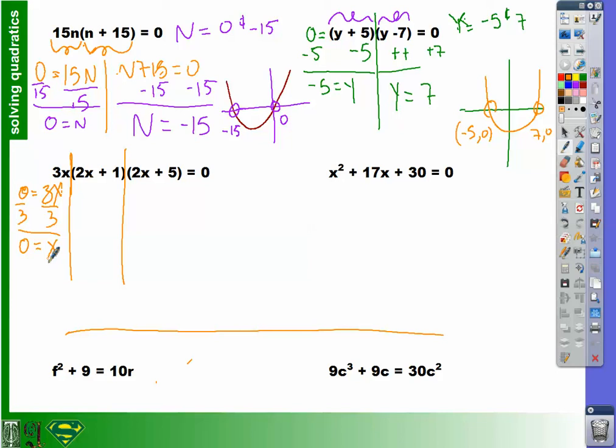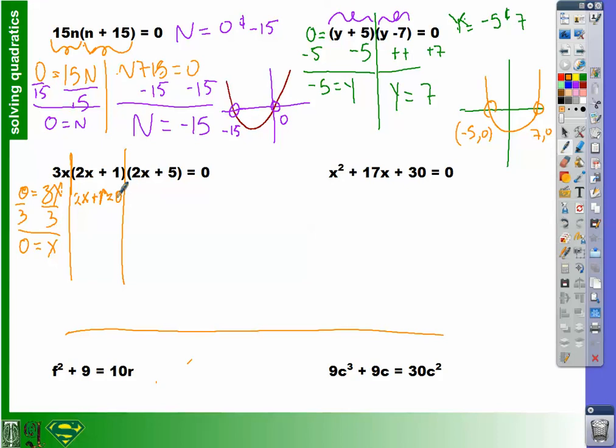Write it down. Yeah, Nick. All right. So that's one of my 3 answers. Incidentally, if you have a monomial with a variable, that's always going to have a solution of 0. Always. But for my next one, I have 2x plus 1 is equal to 0.